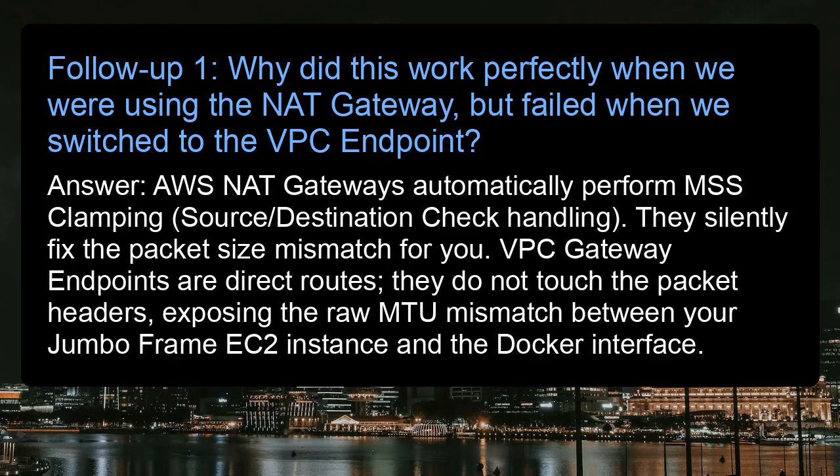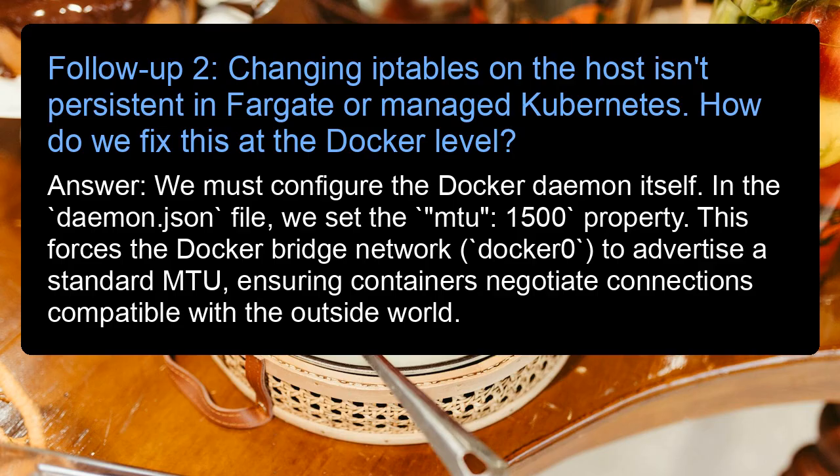VPC gateway endpoints are direct routes. They do not touch the packet headers, exposing the raw MTU mismatch between your jumbo frame EC2 instance and the Docker interface. Follow-up 2. Changing iptables on the host is not persistent in Fargate or managed Kubernetes.